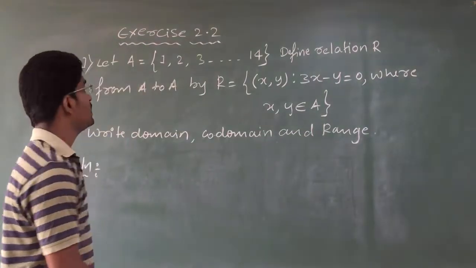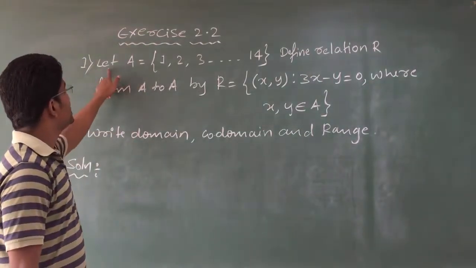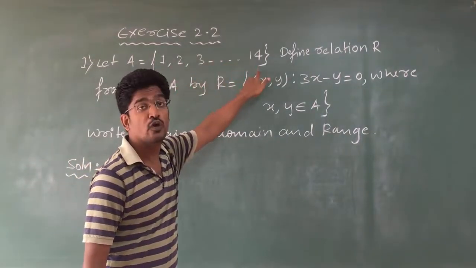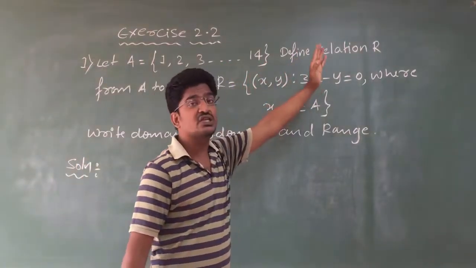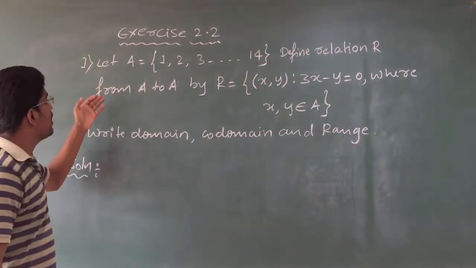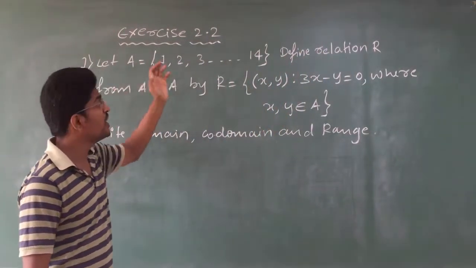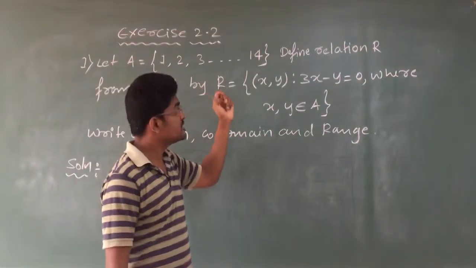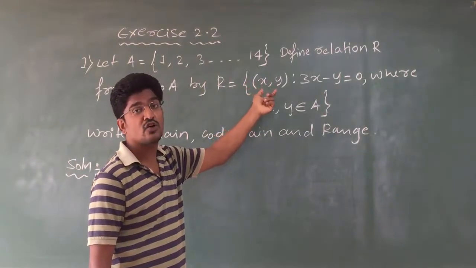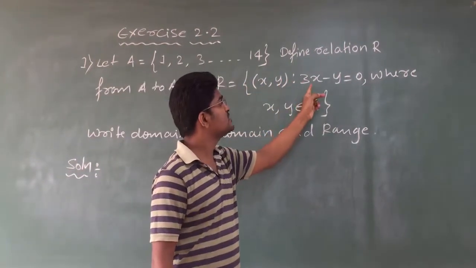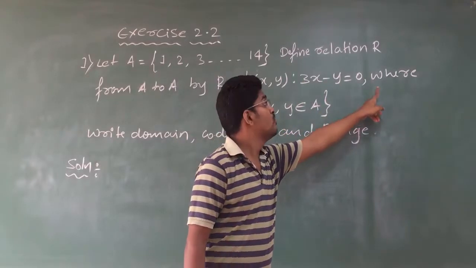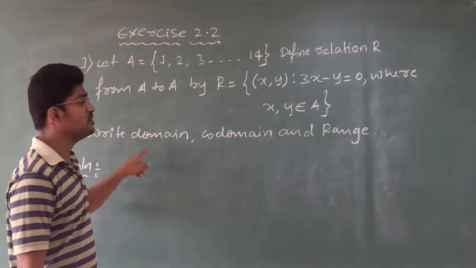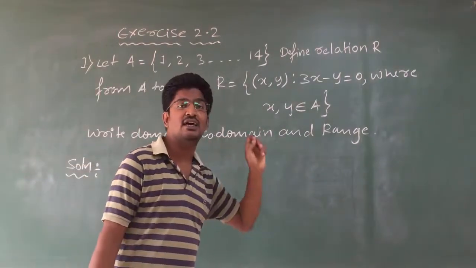Okay. So here in the first question, let A be the set of 1, 2, 3 so on to 14. Define relation R from A to A by R equal to set of ordered pairs x comma y such that 3x minus y equal to 0, where x comma y belongs to A. Write domain, codomain and range.